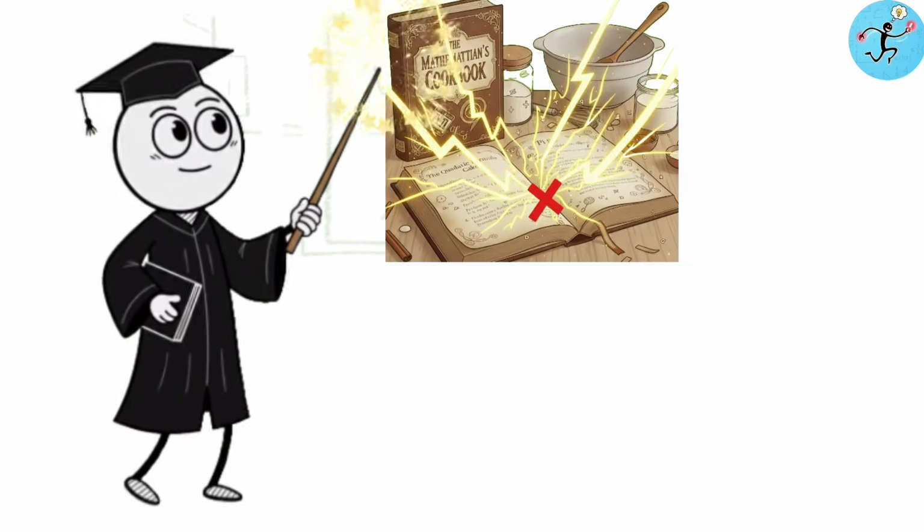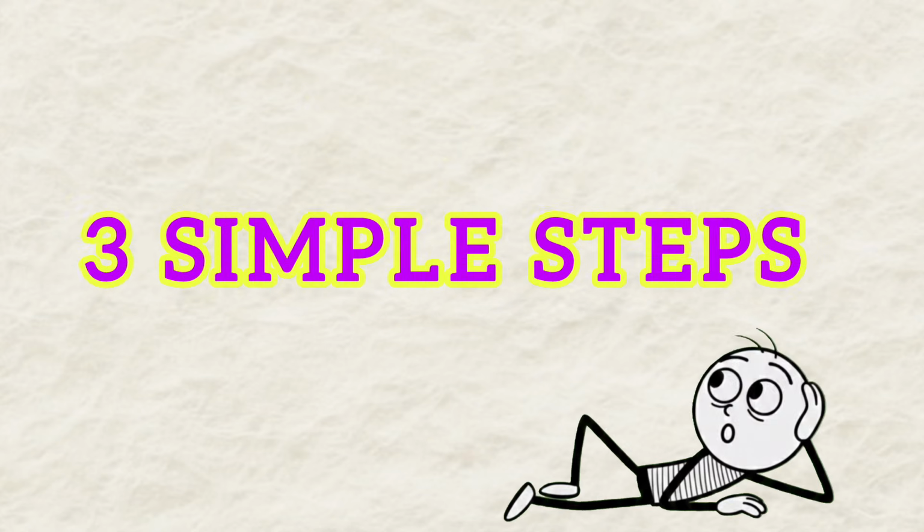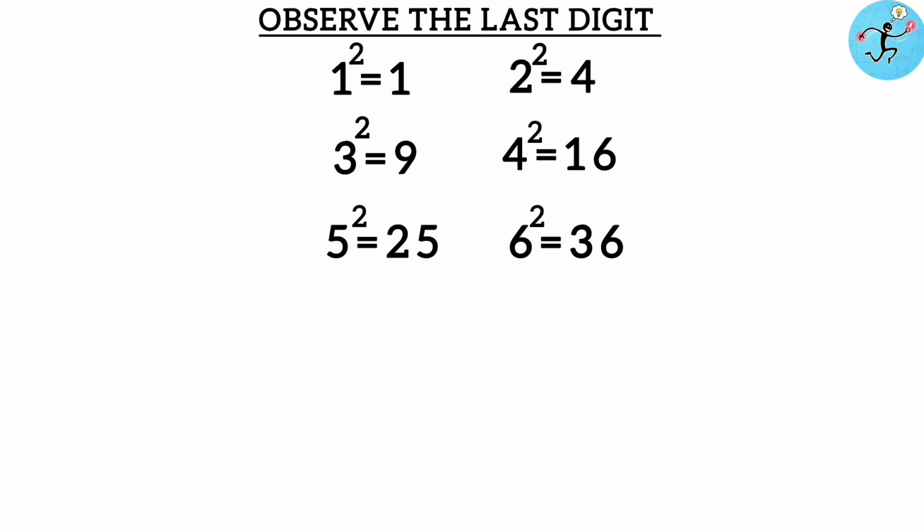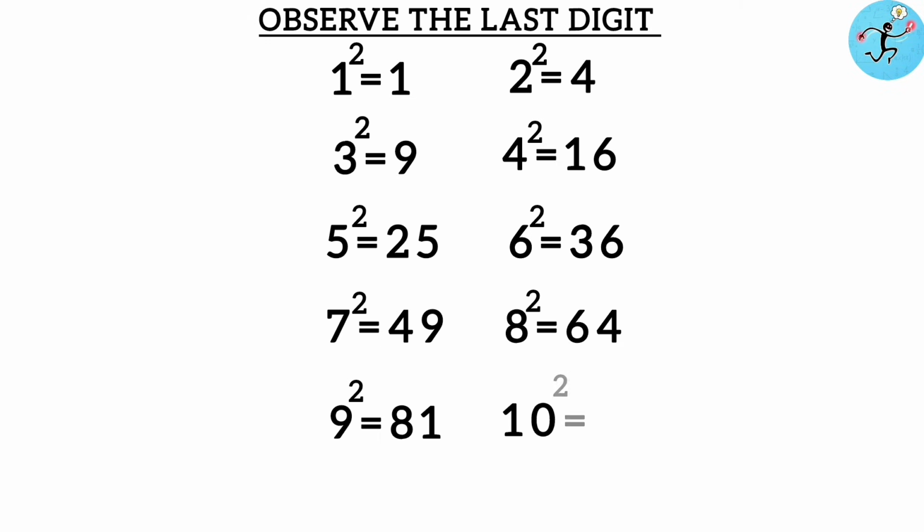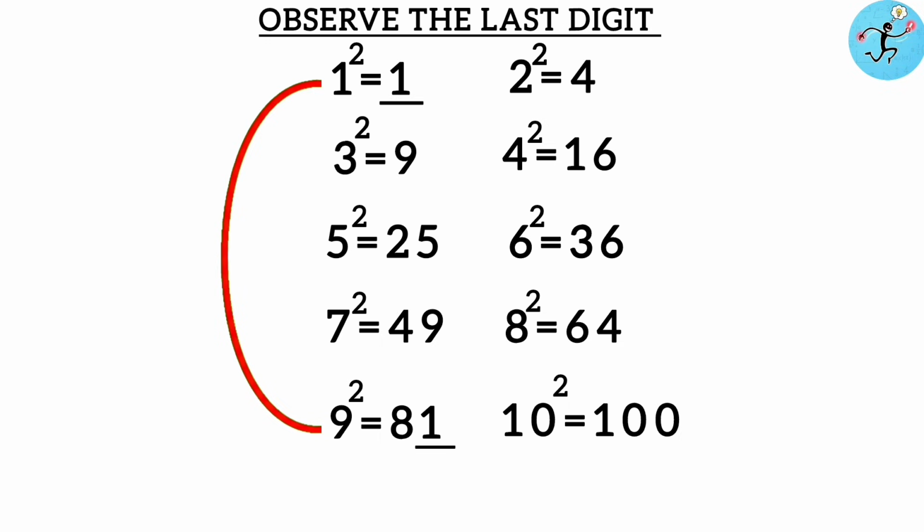For this math hack, there are 3 simple steps. Step 1. Observe the last digit. Every perfect square ends in a predictable number. Here is the pattern. If a square number ends in 1, the square root ends in 1 or 9. If it ends in 4, the root ends in 2 or 8.